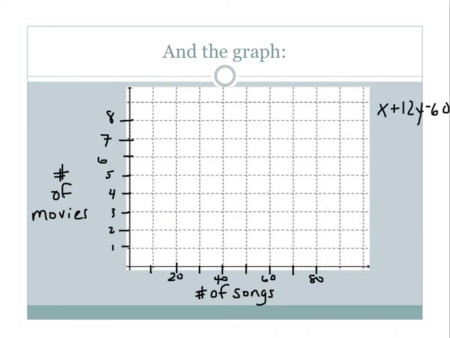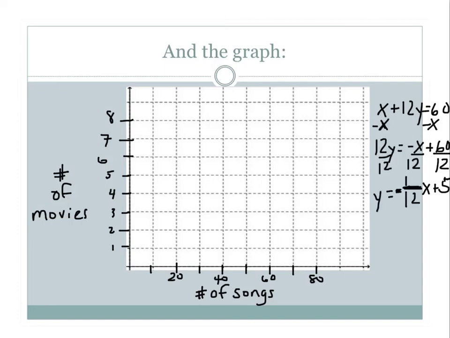And let's solve that for y and use our slope-intercept form to graph. So go ahead and do that. Pause the video and do that for me, please. And I'll do the same thing. Okay, so there we have it. Y equals negative 1/12 x plus 5. So 5 is our y-intercept there.